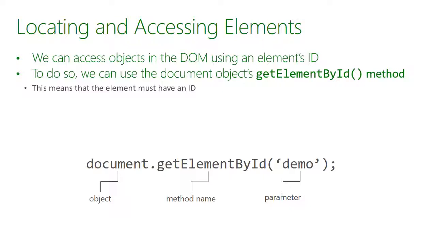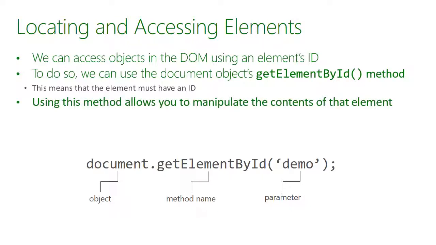Locating and accessing elements. We can access objects in the DOM using an element's ID. To do so, we can use the document object's getElementById method. This means that the element must have an ID. Now, this is one of the reasons why we use IDs in HTML. It enables us to specify a specific object on the page and then update its content. So using this getElementById method allows you to manipulate the contents of the element.